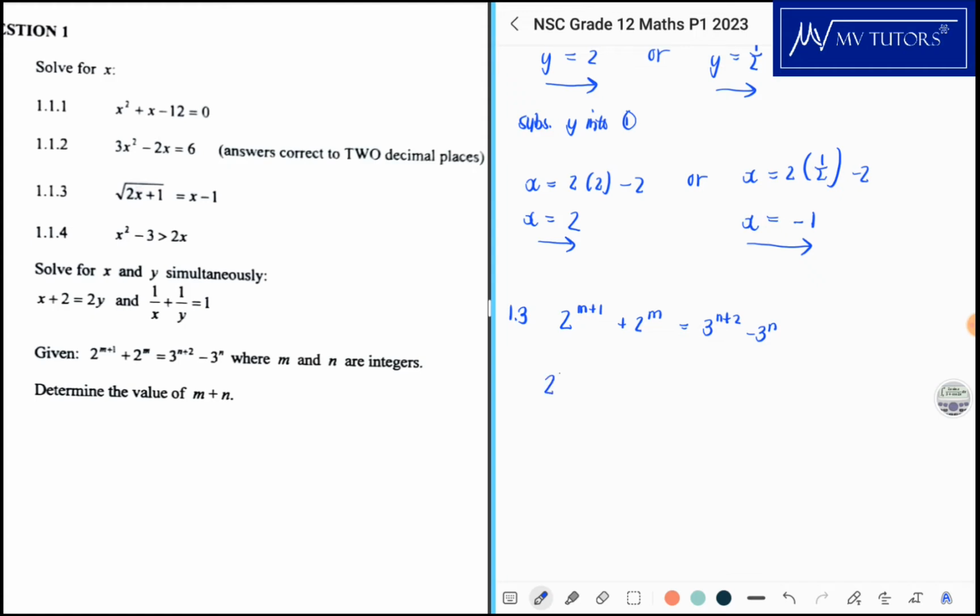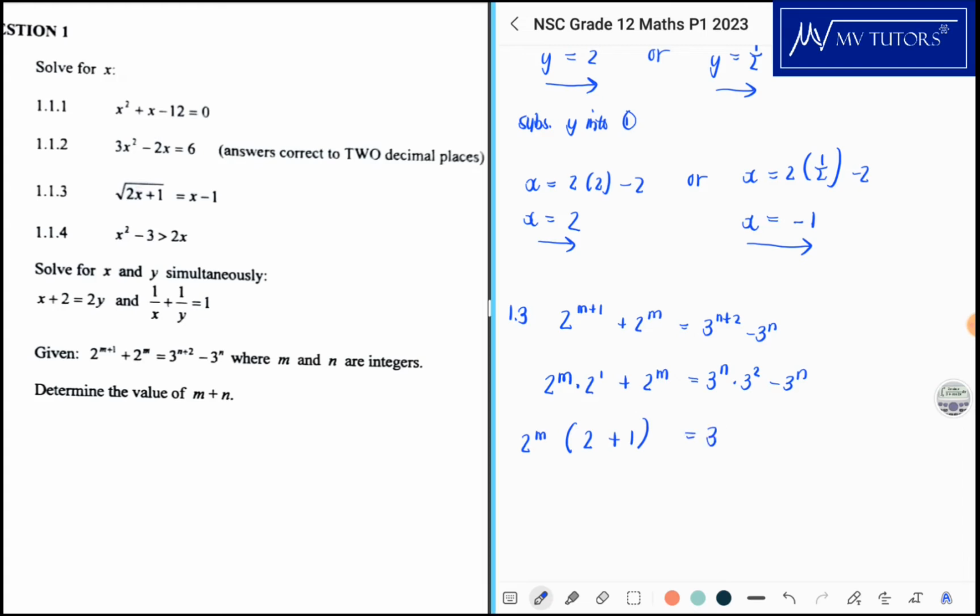So what I'm going to do now, with 2 to the power m plus 1, I can rewrite it as 2 to the power m multiplied by 2 to the power 1. And we have 2 to the power m. And then we say 3 to the power n multiplied by 3 to the power 2 minus 3 to the power n. I get a little bit excited because I see there's a common factor on both the left hand and the right hand side. So I'm going to take out the common factor on the left hand side, which is 2 to the power m. Then I'm left with 2 plus 1, which is 3.